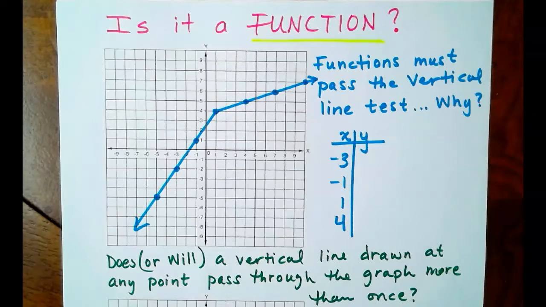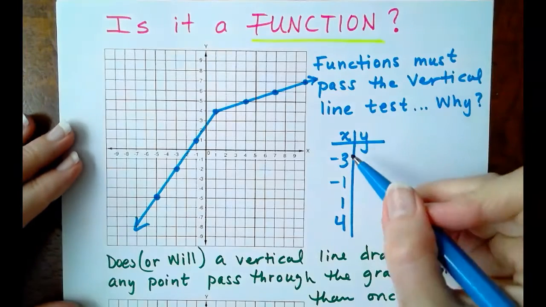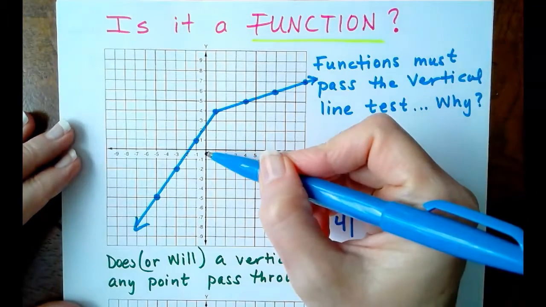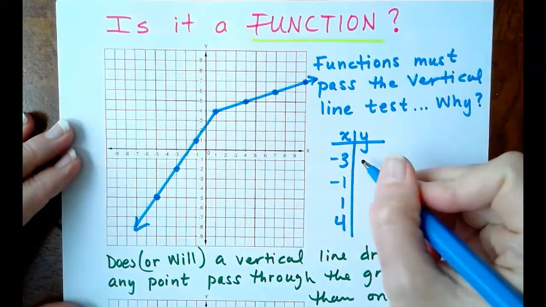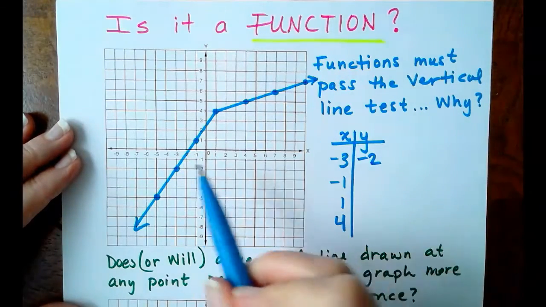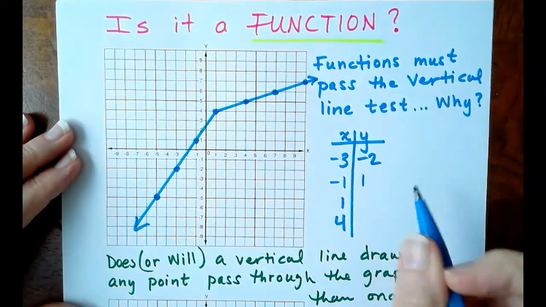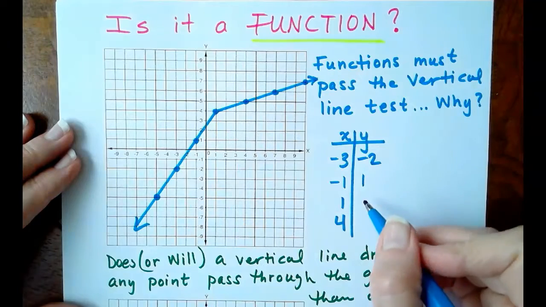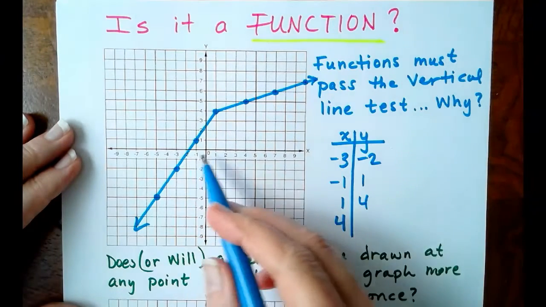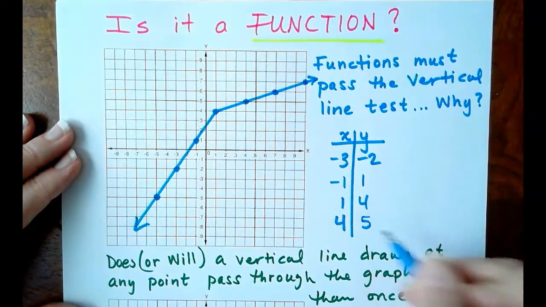So, let's go to the graph and let's find the function's values when x equals -3. So, when x equals -3, y equals -2. And when x equals -1, y equals +1. When x equals 1, y equals 4. X equals 4, y equals 5.